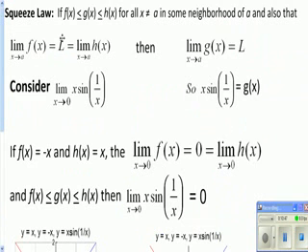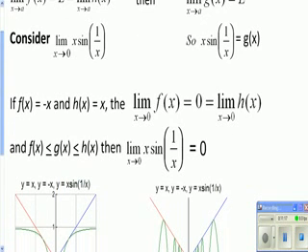Now we have the squeeze law. If f is always smaller than g and g is always smaller than h in a particular neighborhood, and you happen to know the limit as x approaches a of f is L, and you know the limit as x approaches a of h is also L, then you can imply that the limit as x approaches a of g is also L. Because if you know your two outer limits, and they're both the same thing, the center limit would have to be that.